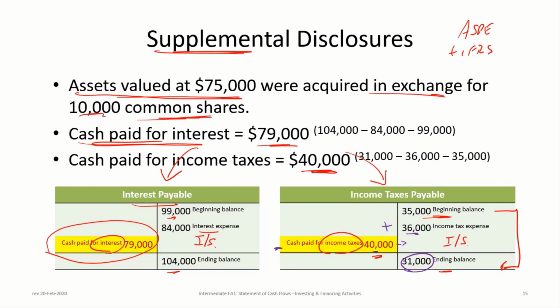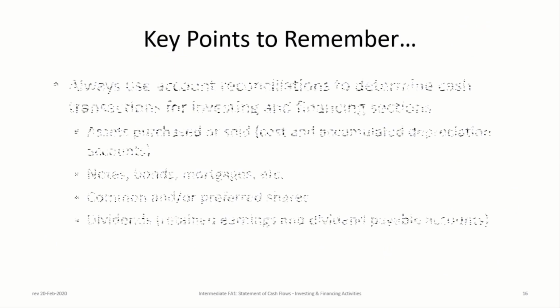The same thing on the interest. $99,000 beginning plus expense of $84,000 minus the cash paid of $79,000 should leave me with $104,000. And if you get them, then you've done it correctly.